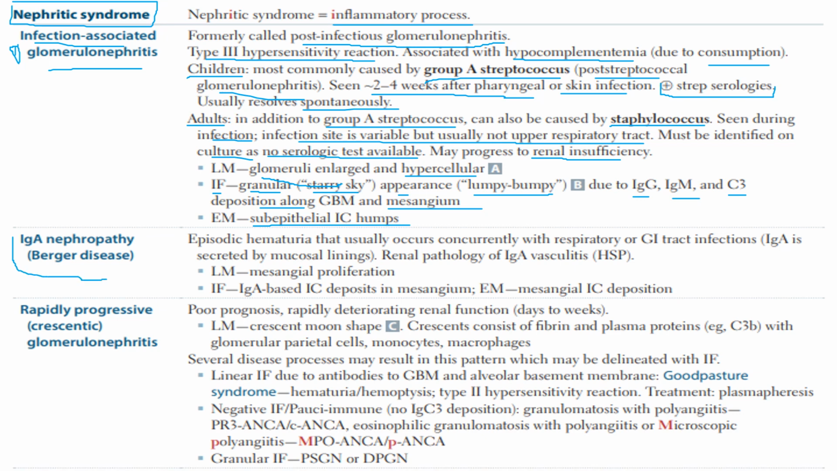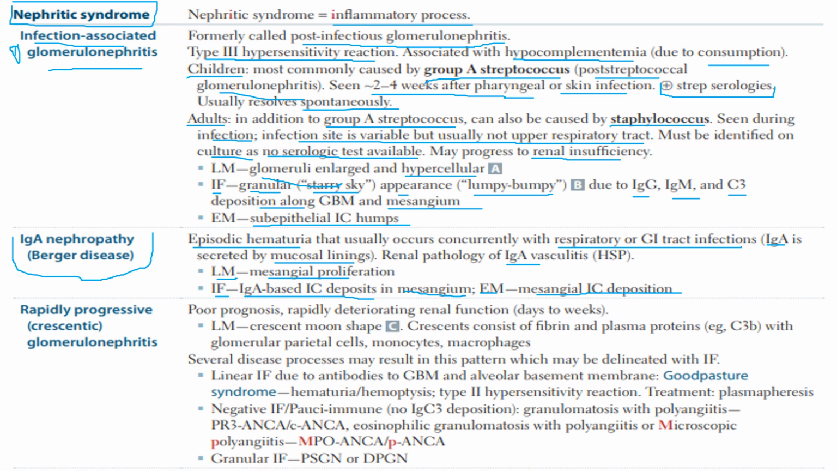IgA nephropathy or Berger disease. It is an episodic hematuria that usually occurs concurrently with respiratory or GI tract infection. IgA is secreted by mucosal lining. Renal pathology of IgA vasculitis: on light microscopy, it shows mesangial proliferation. On immunofluorescence, it shows IgA-based IC deposits in the mesangium. On electron microscopy, mesangial IC deposition.